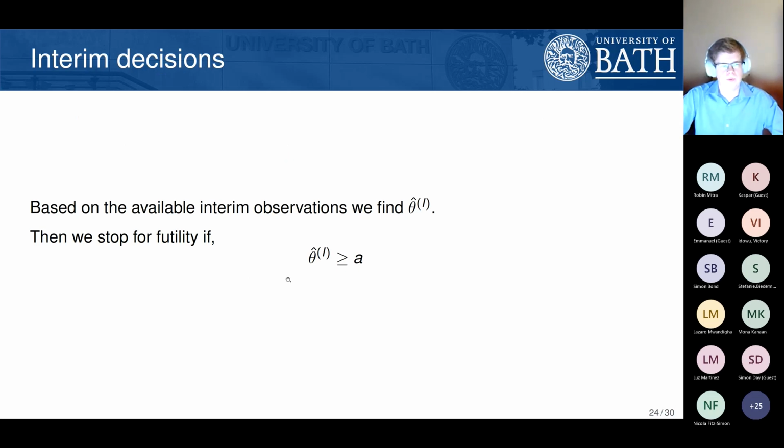Okay, and so in this case, as I argued in option 2, we're going to base our decision on the available interim observations, which will give us our theta hat I. And we're going to stop for futility. The inequality is the wrong way around here, but based on a simple threshold. So if theta hat I is less than some A, then we're going to stop the trial for futility. And otherwise, we continue recruiting as we'd planned. So again, equal recruitment, treatment and control, in each stage of the trial.